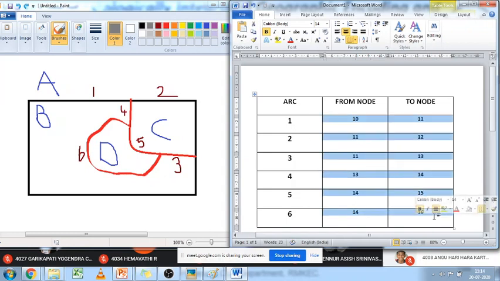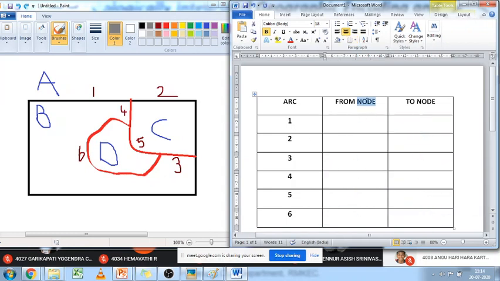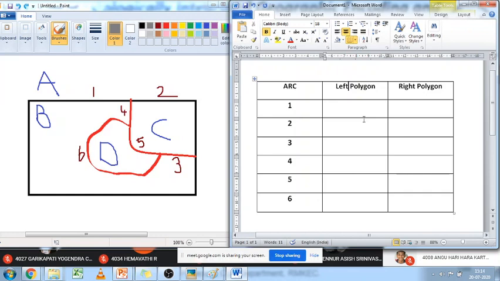So instead of the left node and right node, what we will be having is the left polygon and right polygon. Okay, we will take that into consideration. So obviously it will go from left to right only. Okay, so this is left to right polygon. So I will show you how it is done.